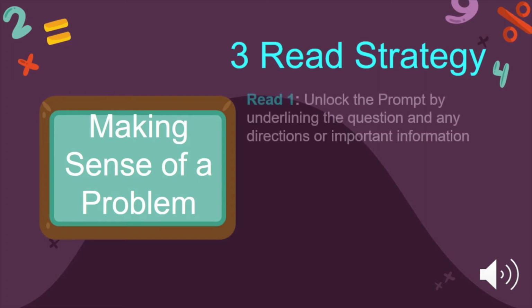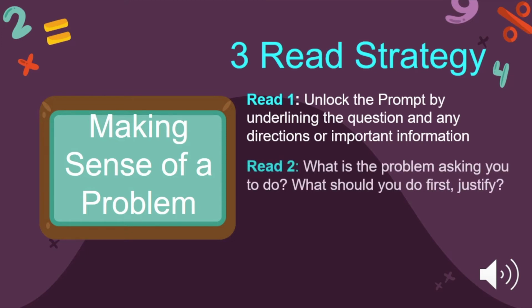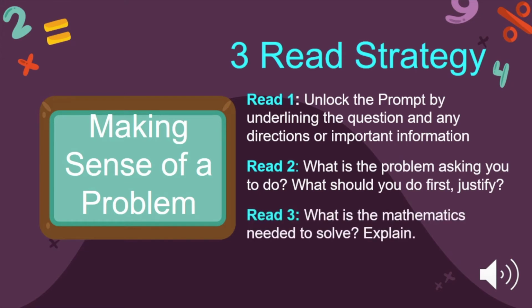During the first read, you have to unlock the prompt by underlining the question and any directions or important information. In the second read, you have to determine what the problem is asking you to do. And you have to be able to state what you should do first and be able to justify. For the last read, you will determine what mathematics is needed to solve this problem, and you should be able to explain. Are you ready to give it a go?